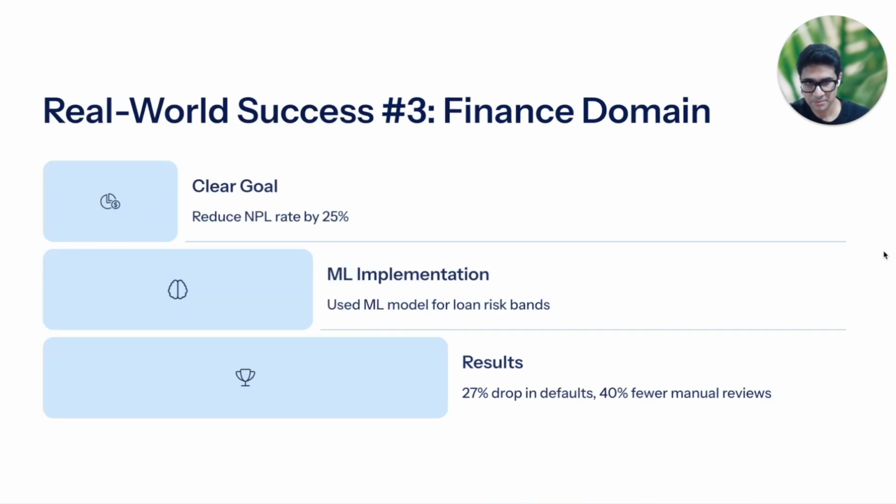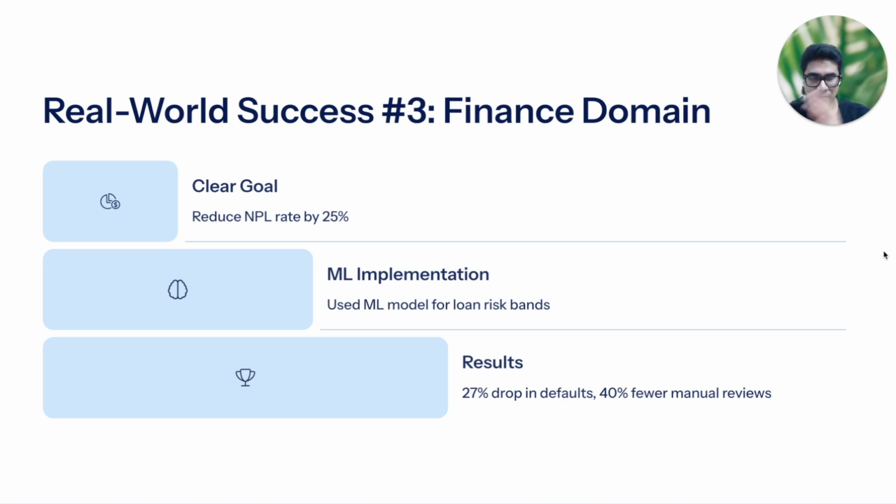Moving on, in a finance domain, they wanted to reduce their non-performing loans, and they set a clear goal again to reduce it by 25%. They did a lot of segmentation, a lot of modeling work was done. So they picked up one particular segment, they went deep into it, and with that, they resulted in a 27% drop in defaults and overall a 40% fewer manual reviews.